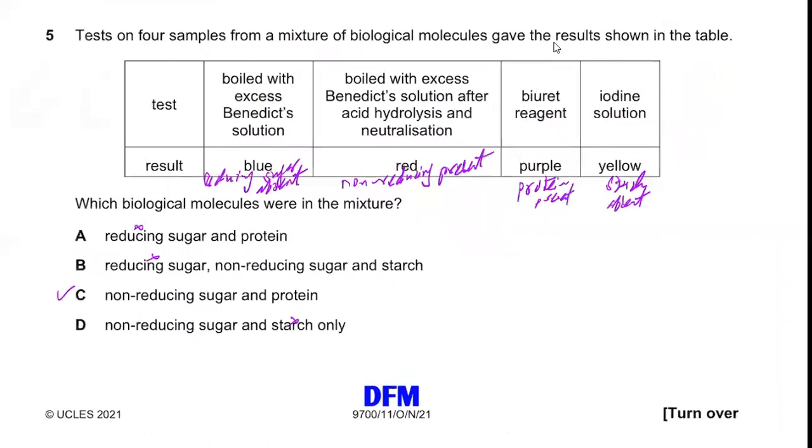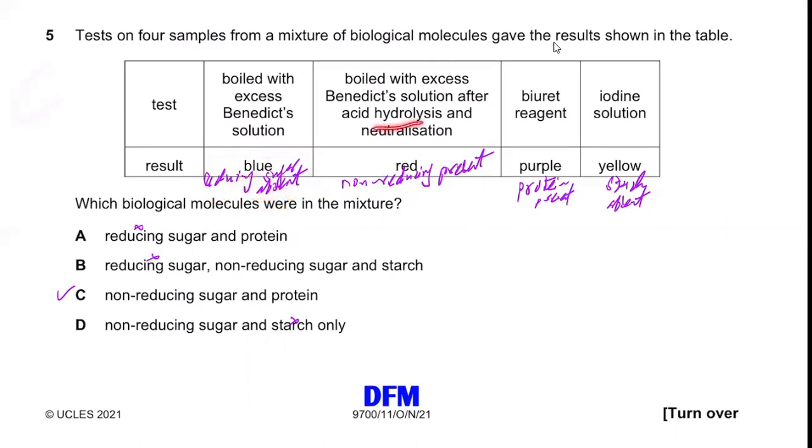A biological molecules question comes next. You took 4 samples of a biological mixture and they gave the following results. The tests are shown to you. You boiled with excess Benedict's solution and the color stayed blue. That means reducing sugar is absent. Just annotate and mention here with a pencil that reducing sugar is absent.